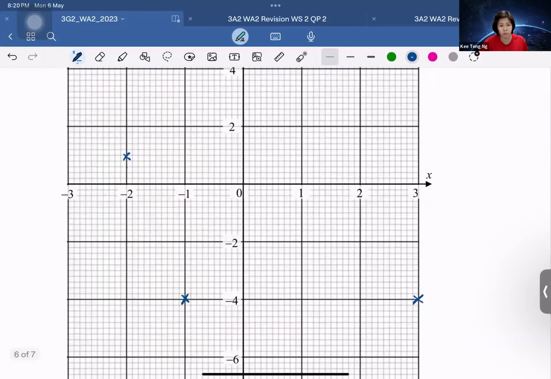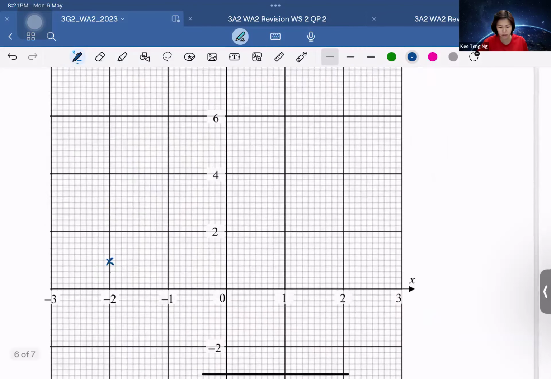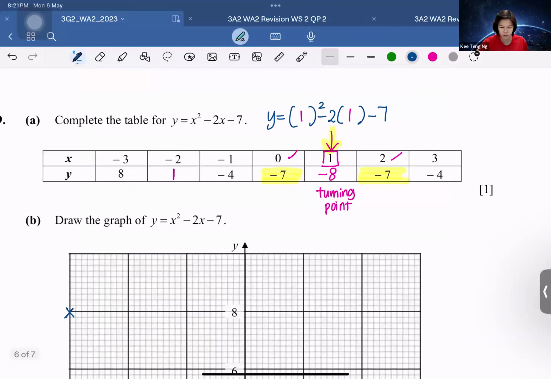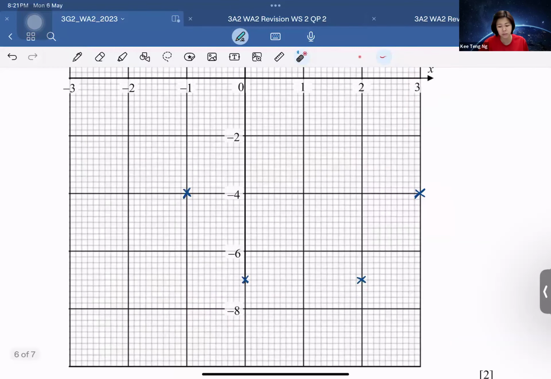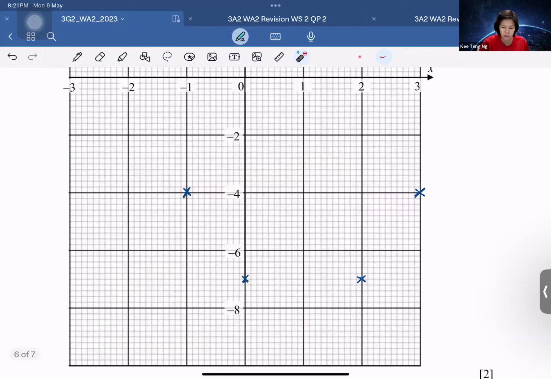Then I plot the remaining points: -1, -4, 0, -7. This one is 1, -8. So let me plot my turning point, 1, -8, down here.